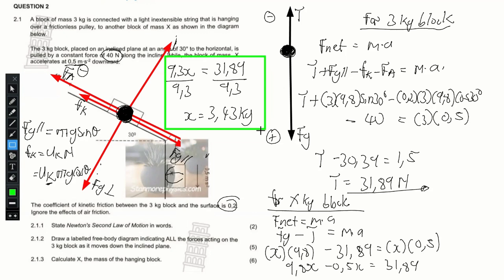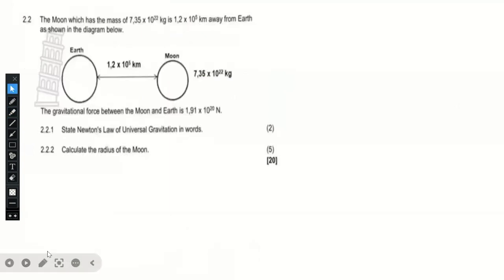And then there we go. So make sure that you note that, and then you follow through with this calculation, and that's it. Okay. So let's proceed. So done with the Newton's second law calculation. Let's now move to 2.2, which is Newton's law of universal gravitation.